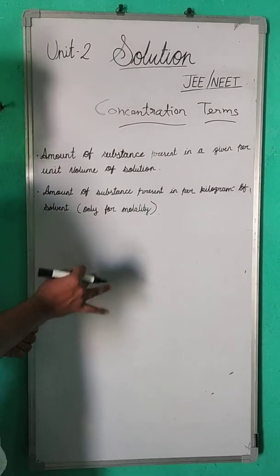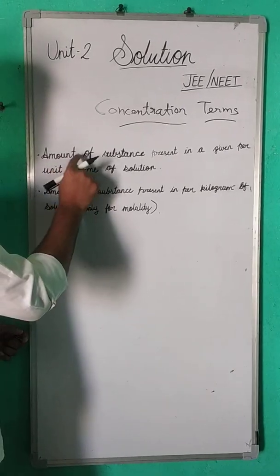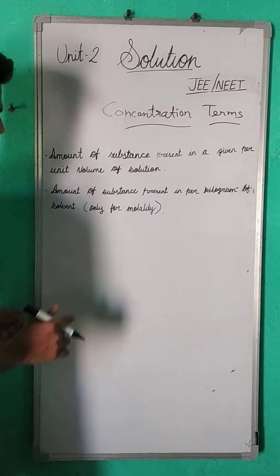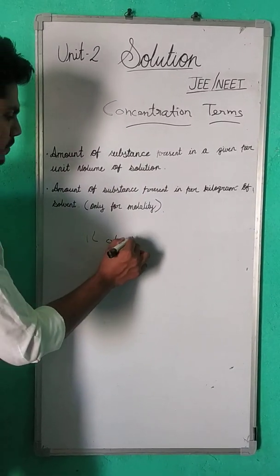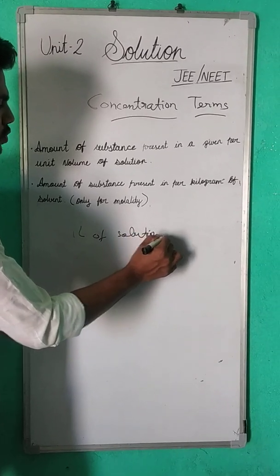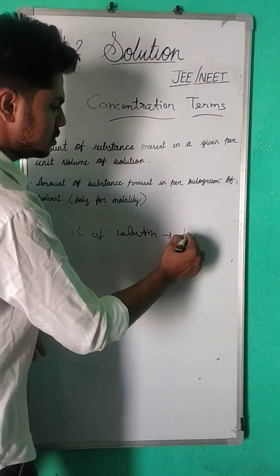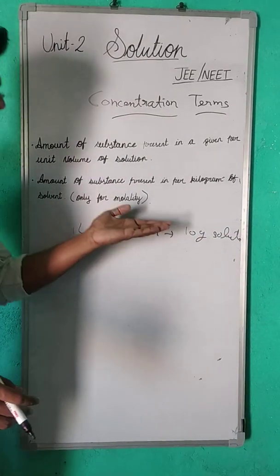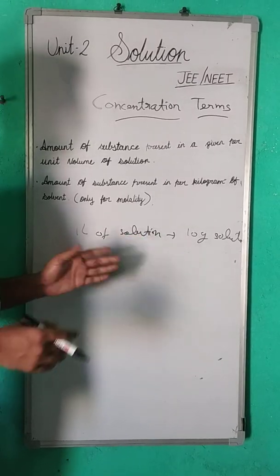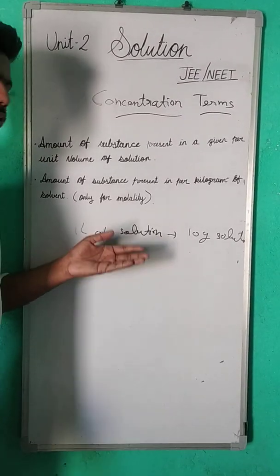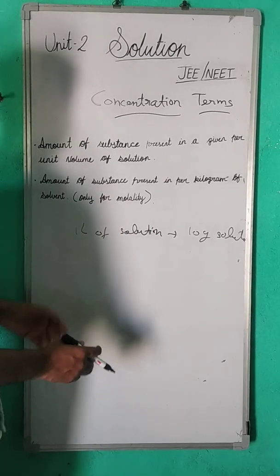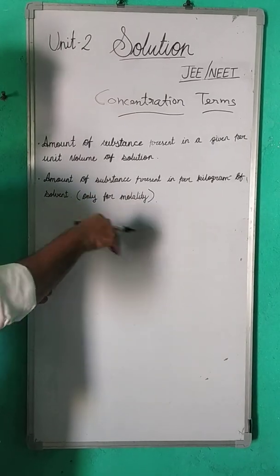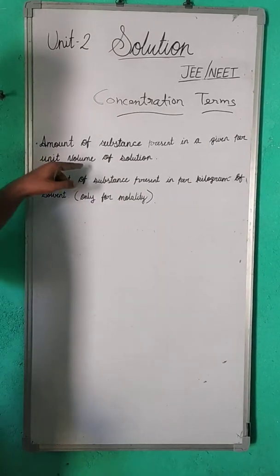So to define concentration, we have a definition on the board: amount of substance present per unit volume of solution. Suppose you take 1 liter of solution. In this 1 liter of solution, how much solute is present? Suppose 10 gram of solute is present. To show this amount in terms of concentration, we have various terms. You already know some: normality, molarity, formality, molality, etc. So concentration means how much amount of substance is present per unit volume of solution.